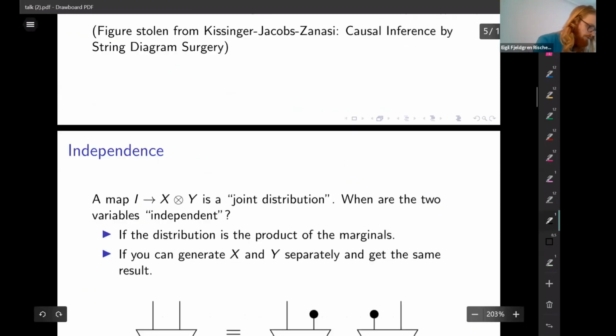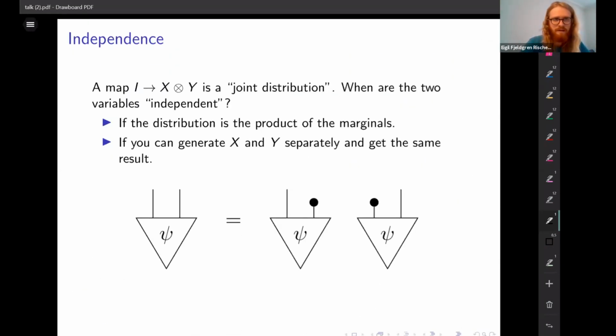All right, so here's another example. In this category of stochastic maps, a map from the unit, which you should think of as a one-point space, to the tensor product of X and Y, is a joint distribution on two spaces. So we can ask, when are these two distributions, or these two variables that this represents, independent? If you ask a probability theorist or a statistician, they'll say they're independent if they're a product measure, and in particular, if the distribution is the product of the marginals. So that's the technical answer.